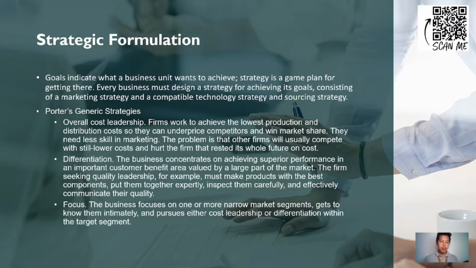Number one, overall cost leadership. The firms work to achieve the lowest production and distribution cost so they can underprice competitors and win market share. They need less skill in marketing. The problem is that other firms will usually compete with still lower cost and hurt the firm that rested its whole future on cost.